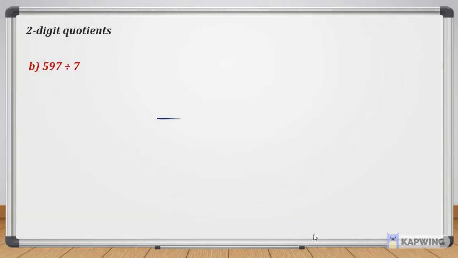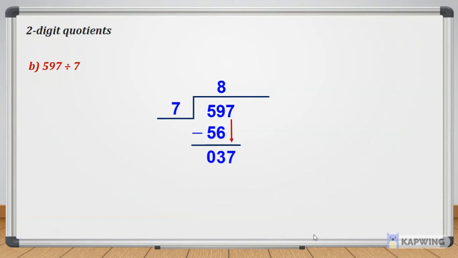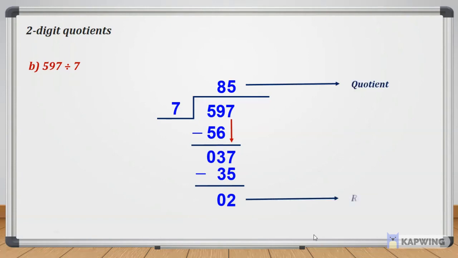Let's solve one more sum. 597 divided by 7. Again, 7 eights are 56. We will divide the first two digits because 5 is smaller than 7, so we have to consider two digits. Now 59 minus 56 is 3. Take the next digit down, 37. So 7 fives are 35. 37 minus 35 is equal to 2. So here 85 is the quotient and 2 is the remainder. So therefore we will write quotient is equal to 85, remainder is equal to 2.